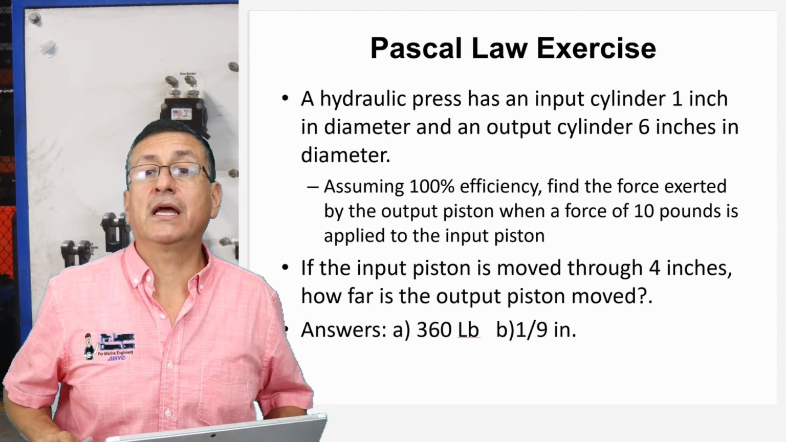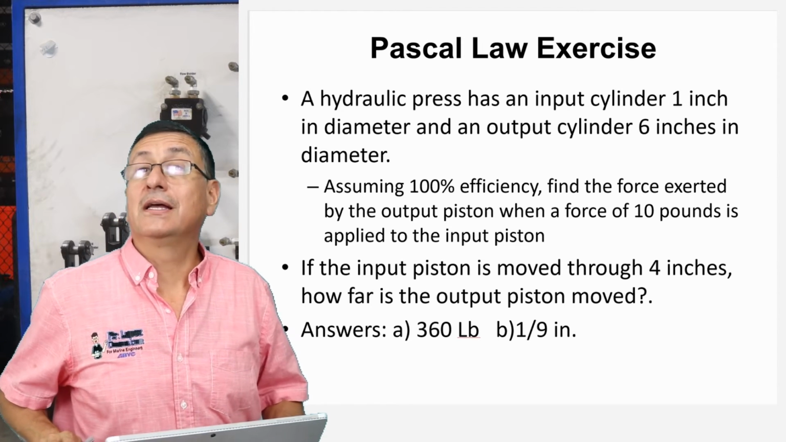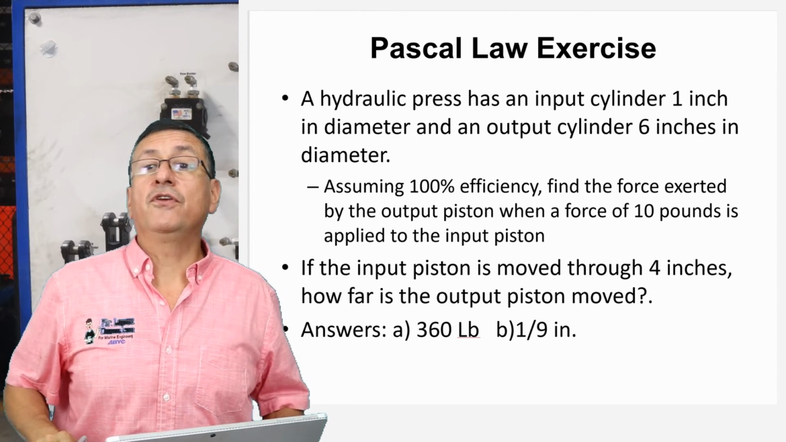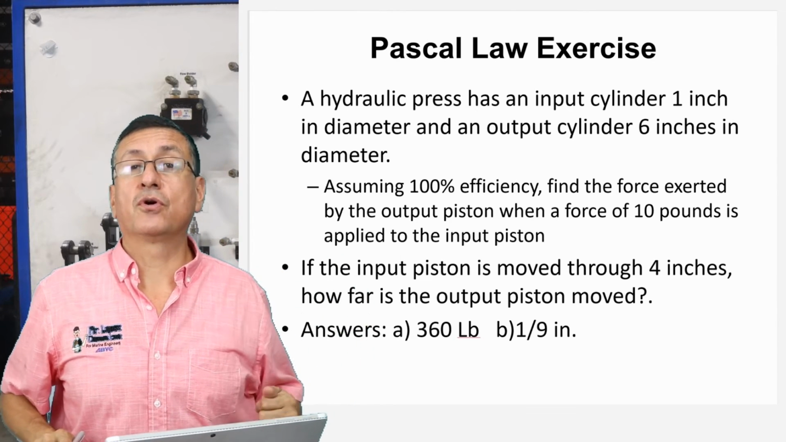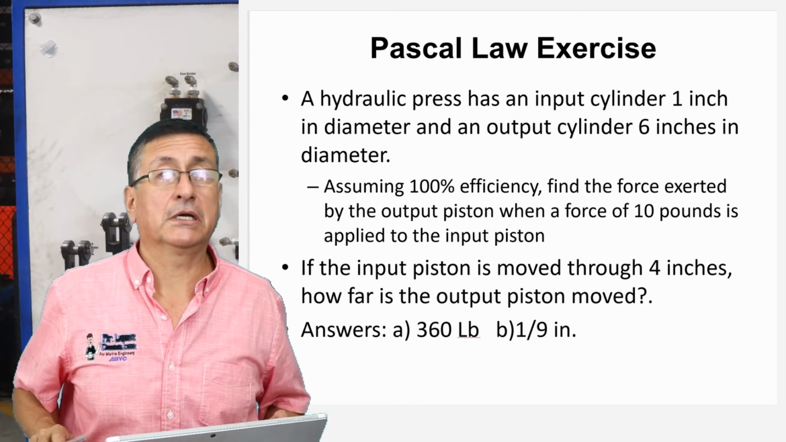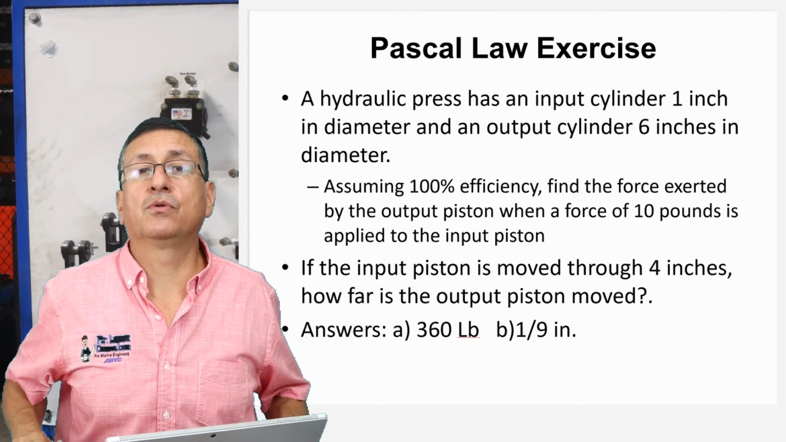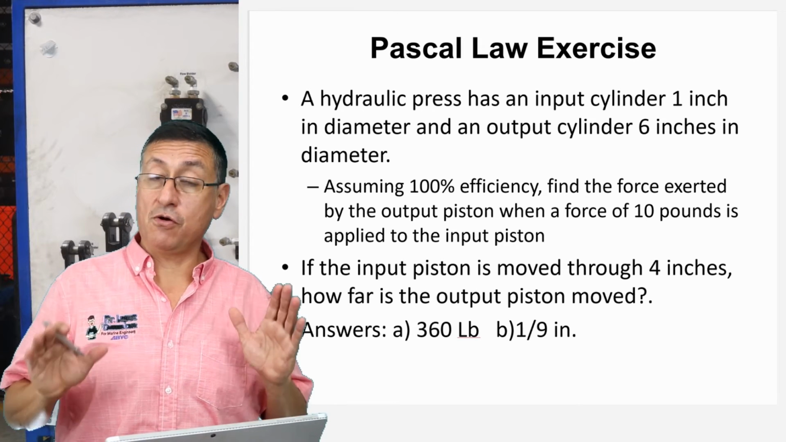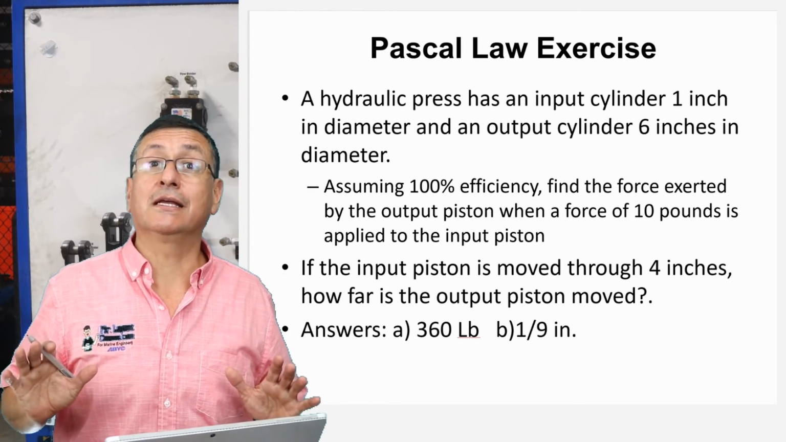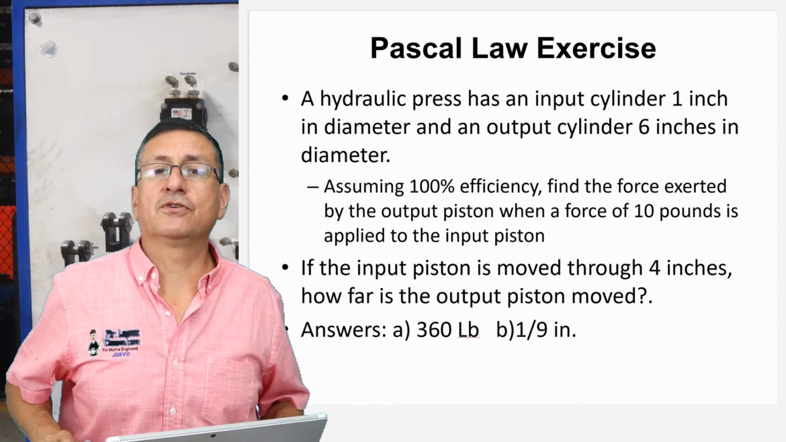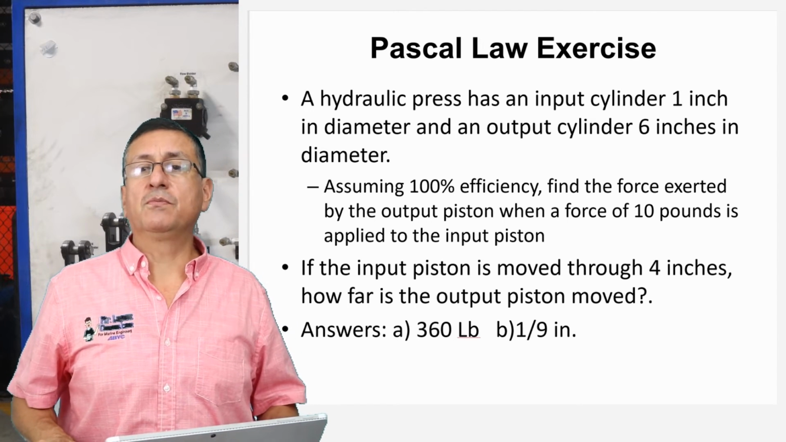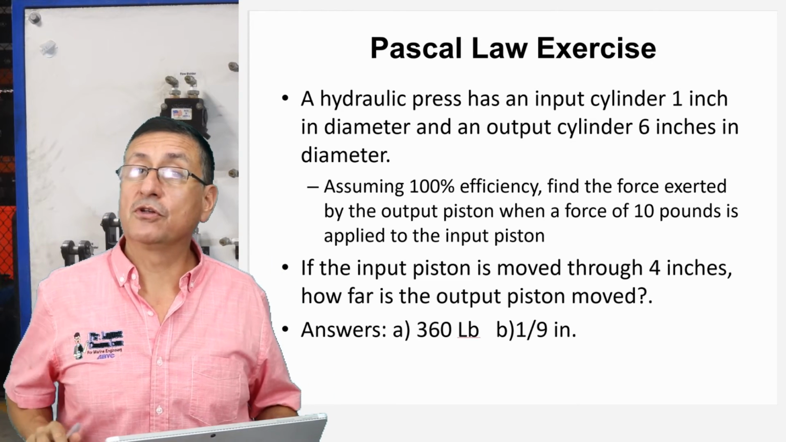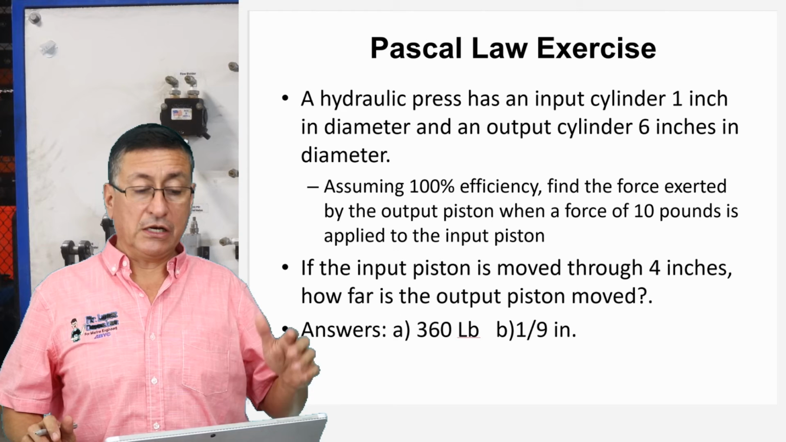And we are going to try to find the force in the output piston, the force number 2, if you apply 10 pounds of force in the piston number 1. This is a typical example to apply the Pascal law. And after that, the second part of the question is about the distance. The question said, if the input piston is moving 4 inches, how much should the output piston, the piston number 2, be moving? Yeah, we are going to do both calculations.